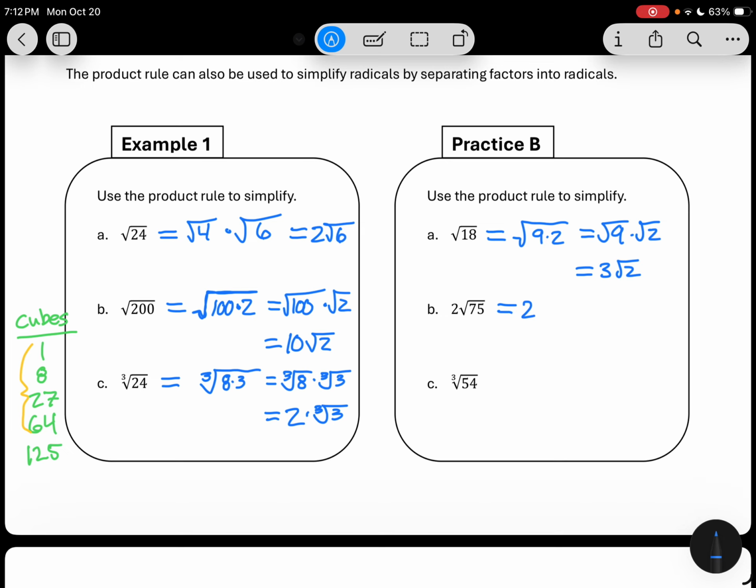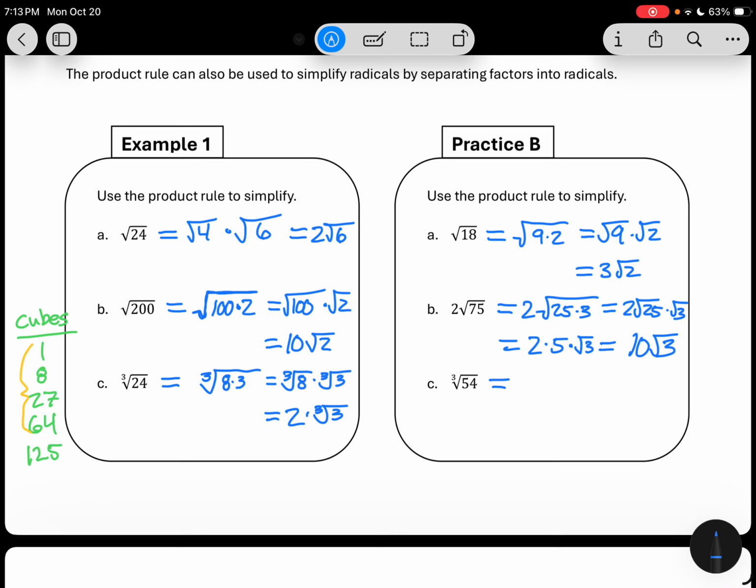This one, 2 is on the outside, so just kind of ignore it for a little bit. And then 75 has a factor of 25 that is a perfect square. So we can split that up, so it's 2 times the square root of 25 times the square root of 3. And then square root of 25 is 5, and then we have square root of 3. And now that 2 that we were kind of just tagging along the whole time can be multiplied by 5. So 10 times the square root of 3.